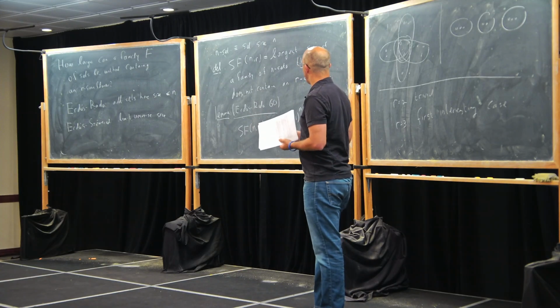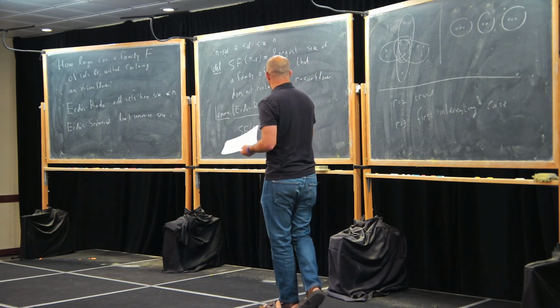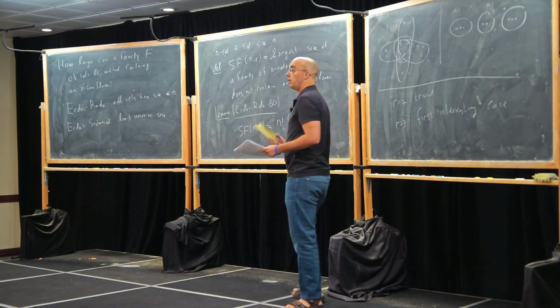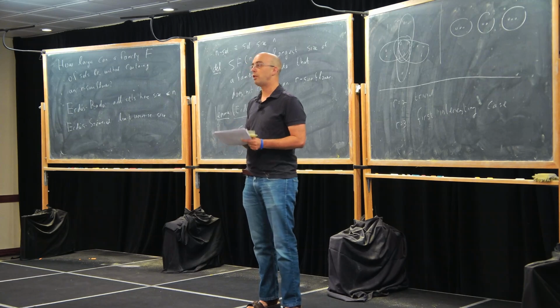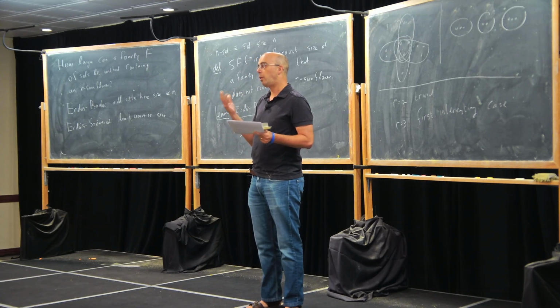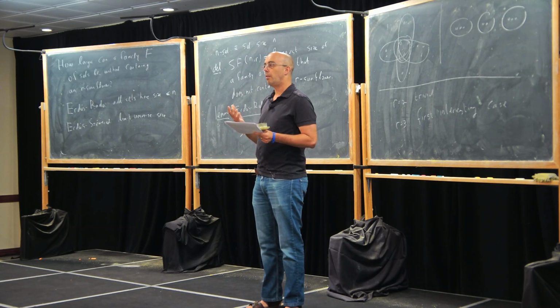But maybe before proving it, let me show you that in fact, you can build pretty large sets without sunflowers. And I think that's going to give you some intuition why we expect the size of the sets to at least be exponential in n.